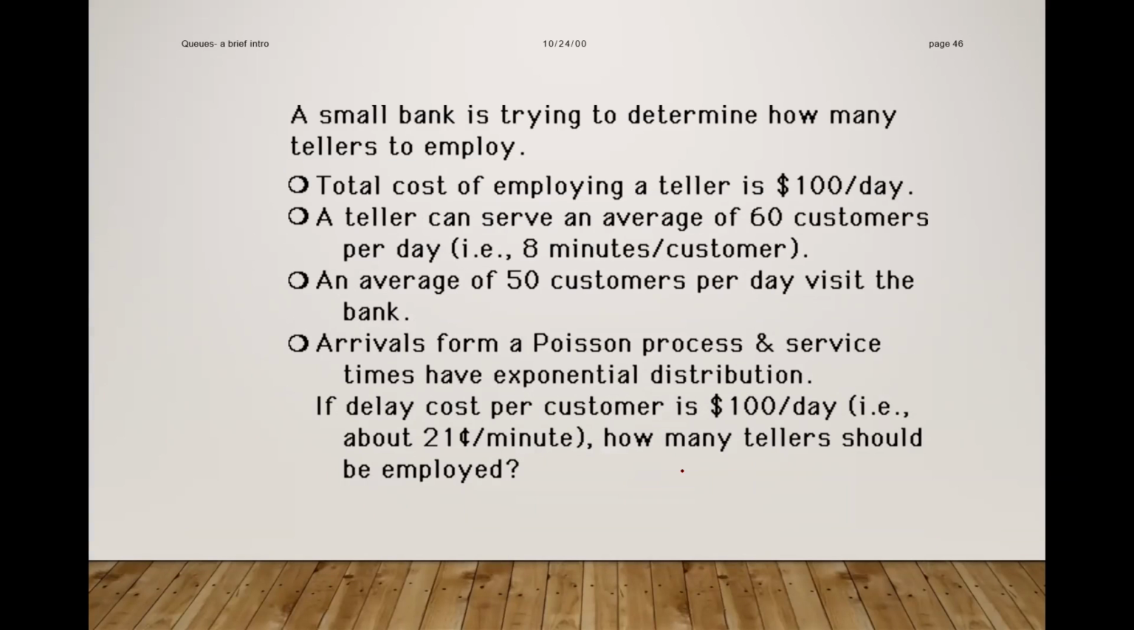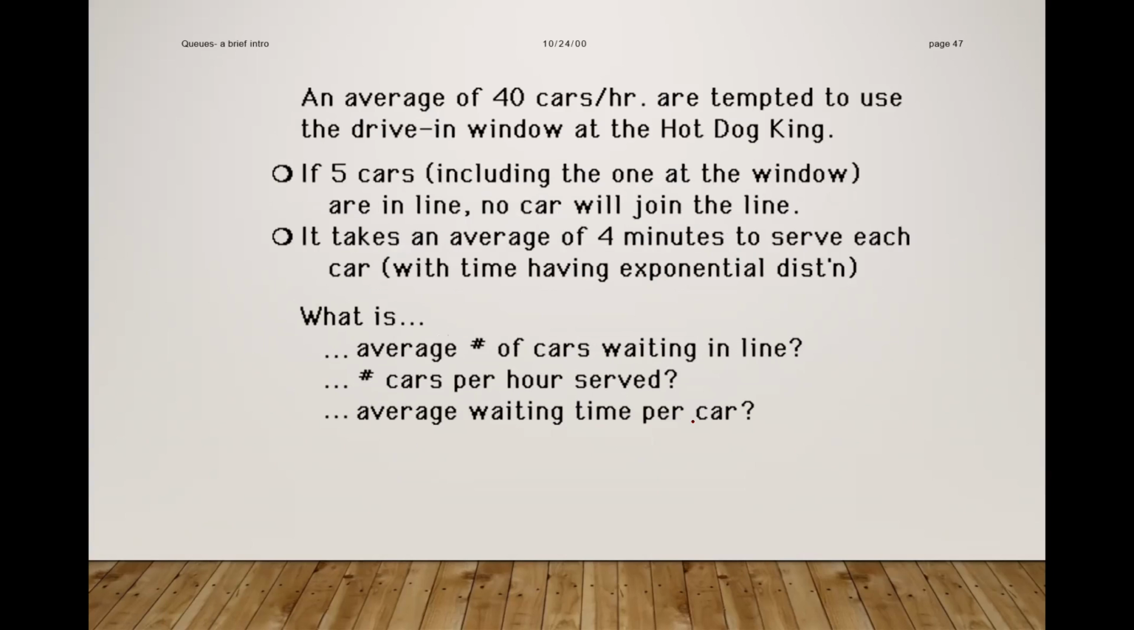Then we also have here a small bank that is trying to determine how many tellers to employ. So ito yung, and the cost is $100 per day. A teller can serve an average of 50 customers per day. Arrivals form a Poisson process, and service times have exponential distribution. If the delay cost per customer is 100 per day, how many tellers should be employed? Okay. So ito yung mga sample natin.